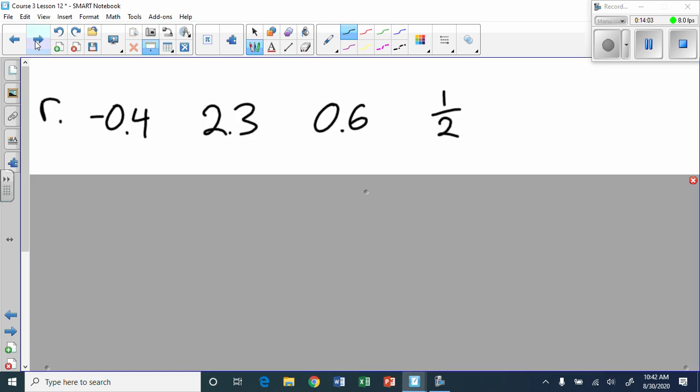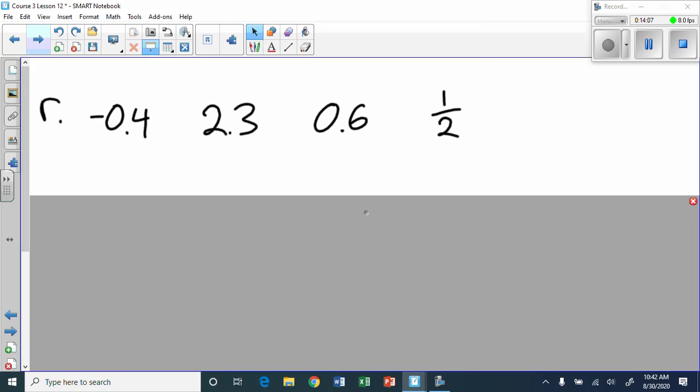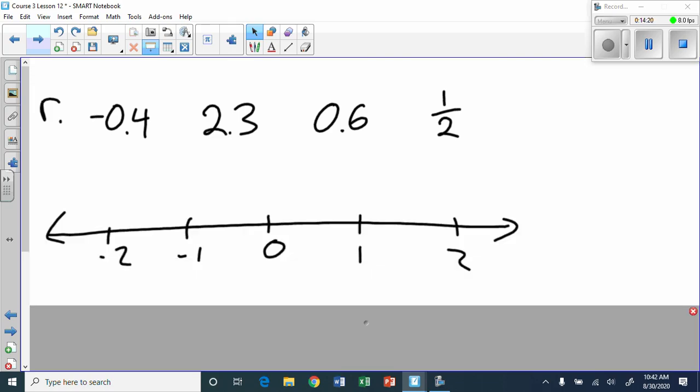As we keep moving, we've got this problem here. We've got -0.4, we got 2.3, we got 0.6, we got 1/2. We're asked to put these in order from least to greatest. Hopefully you can look at those and you can see it. One tool we do have is a number line. If you need to use a number line, you can do it.